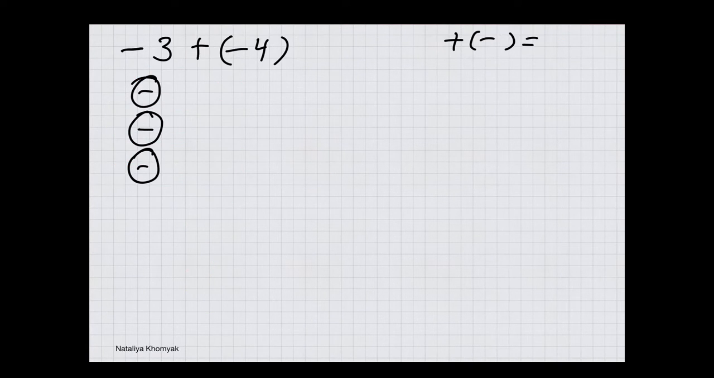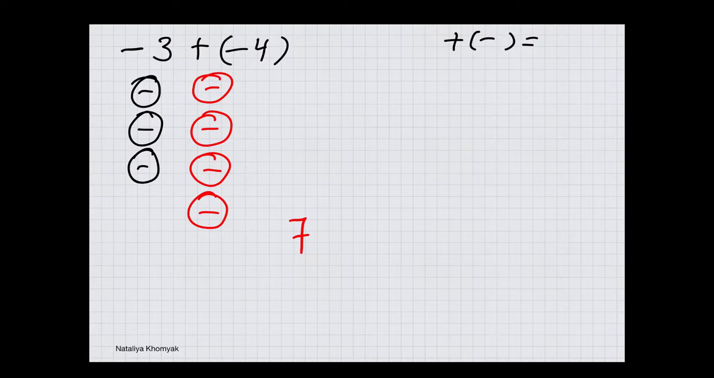Negative 3 plus negative 4. We have negative 1, negative 2, negative 3, negative 4. Same sign, we have a sum. So we have 7 charges and all of them are negative. Positive times a negative gave us a negative. It did not change what we had to do.